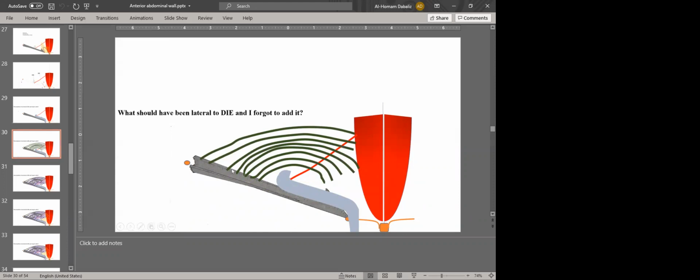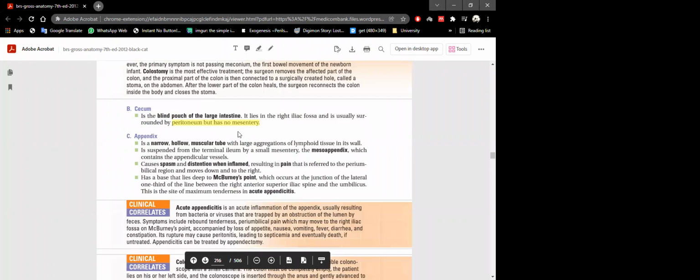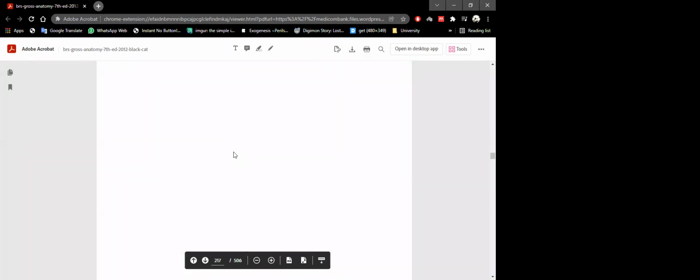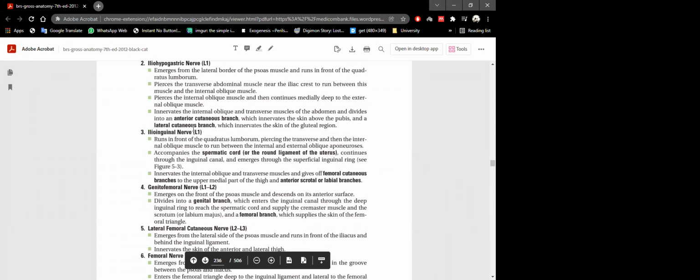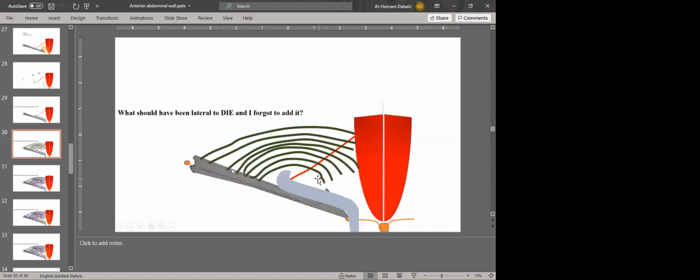And the best thing about BRS is, where is it? Sorry, did I just go way too much? No way. It's the questions at the end of each chapter. They have really good questions, especially for physiology. Questions outside of the anterior abdominal wall, I'll answer them later. Right now, let's just focus on the anterior abdominal wall.